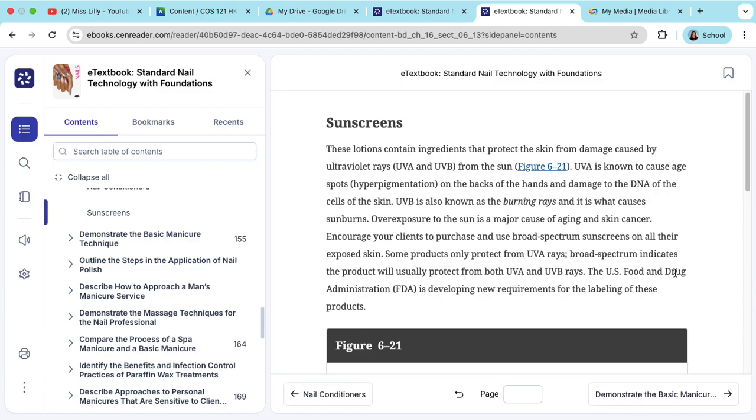Sunscreens. The lotions contain ingredients that protect the skin from the damage caused by UVA or UVB. UVA is known to cause age spots on the backs of the hands and damage the DNA of the cells of the skin. UVB is also known as the burning rays, and it is what causes sunburns. Overexposure to the sun is the major cause of aging and skin cancer.